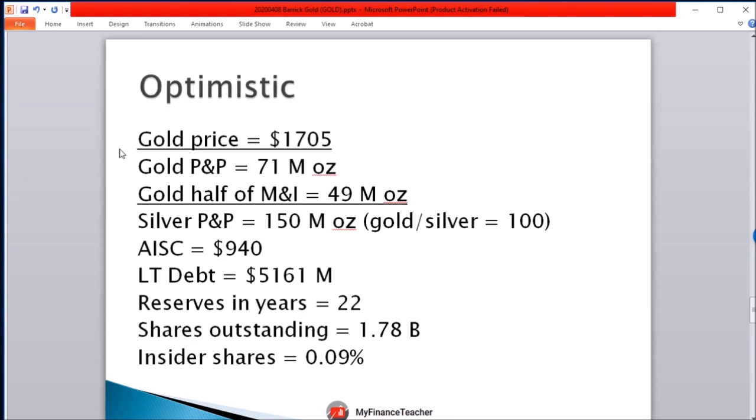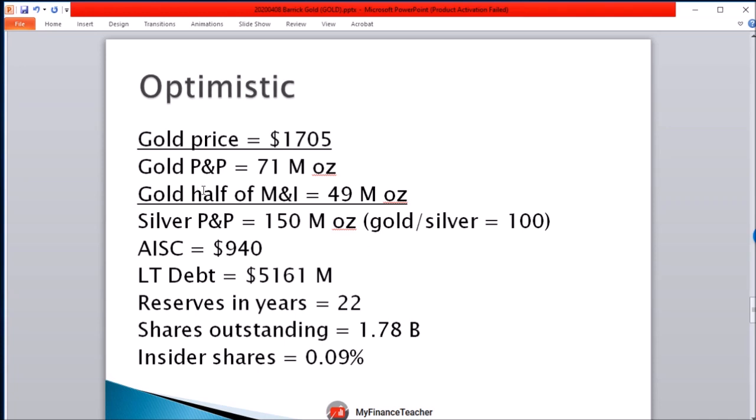And in the optimistic scenario, again, we are using much of the same information except for two changes. We are going to use the gold price of $17.05, which is only $55 above the current spot price. And we're going to include the measured and indicated gold reserves of the company, but not all of that. As measured and indicated reserves are less certain compared to proven and probable reserves, we're going to only include half of the measured and indicated resources of the company, which would be around 49 million ounces. Again, by including only half of those, we're reducing our risk of buying into an overvalued company.